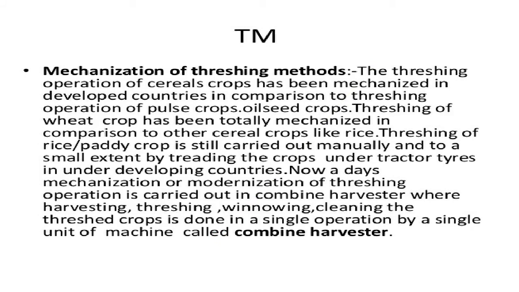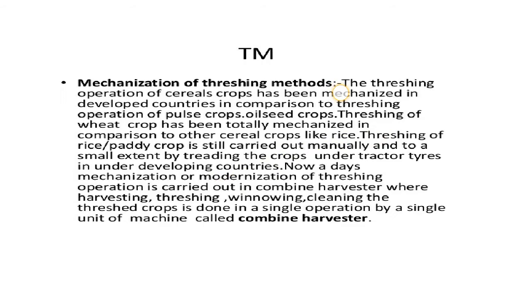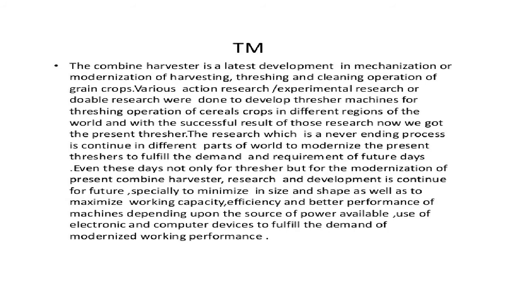Nowadays, the mechanization or modernization of the threshing operation is carried out in a combined harvester, where harvesting, threshing, winnowing and cleaning of the threshed crops are done in a single operation by a single unit of the machine, which is called the combined harvester. All operations are carried out together in a combined harvester.